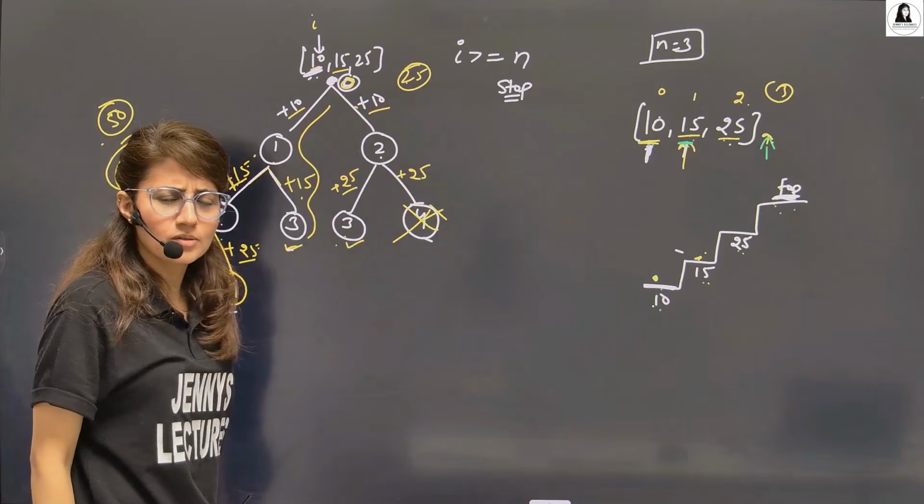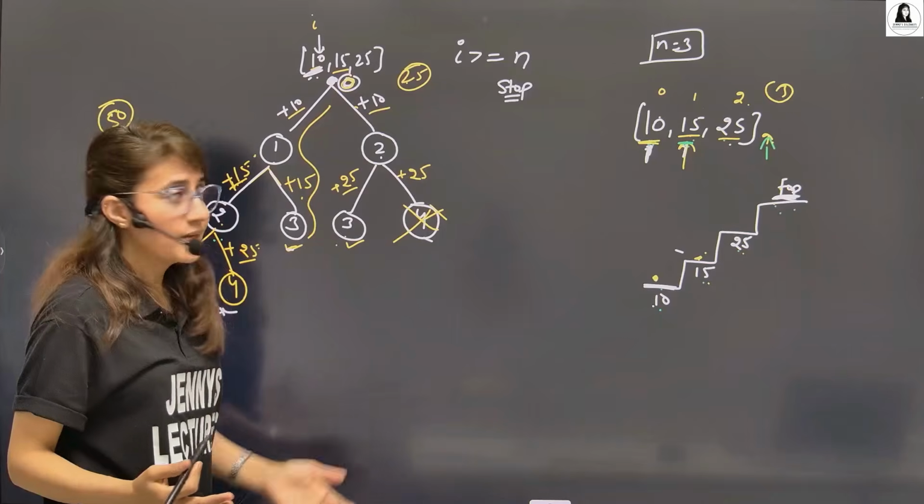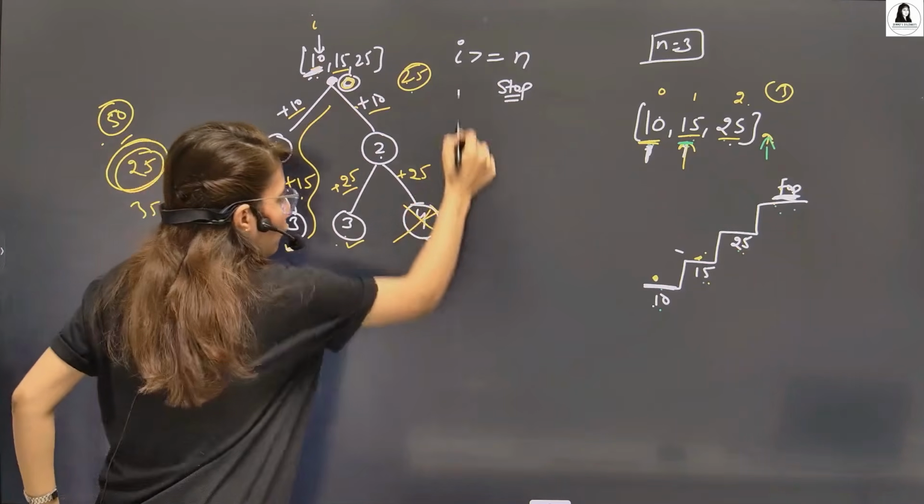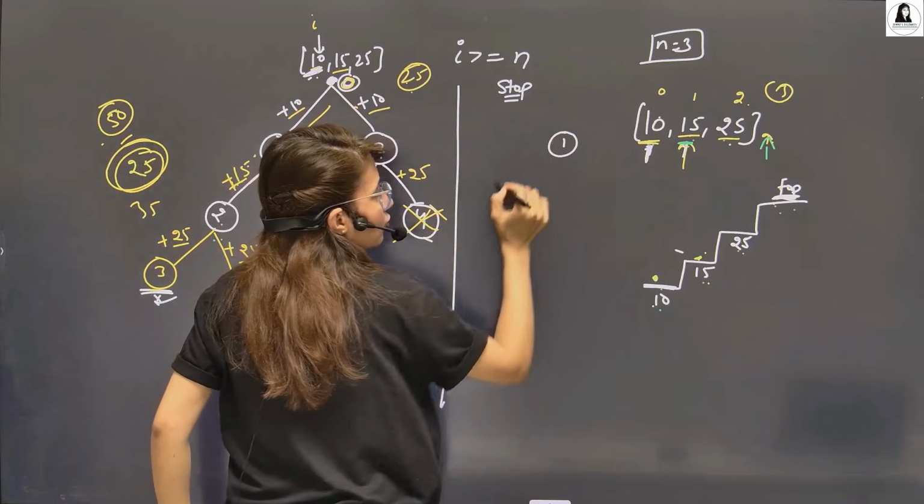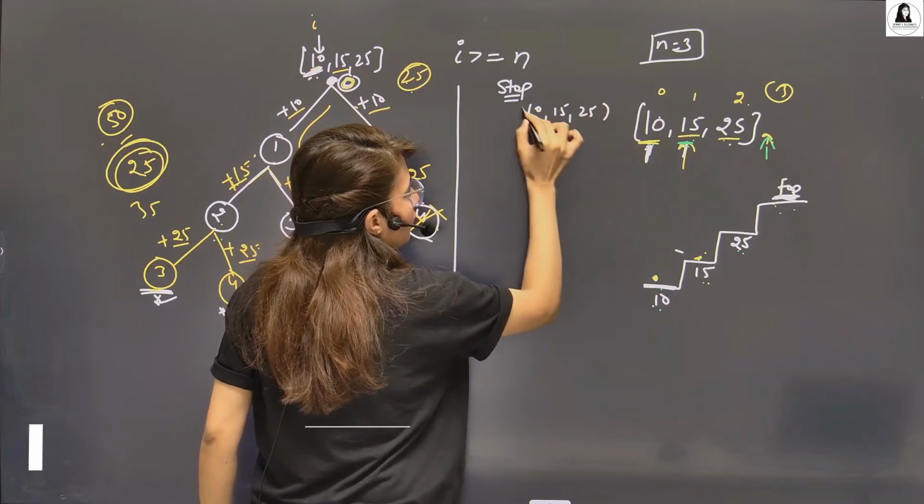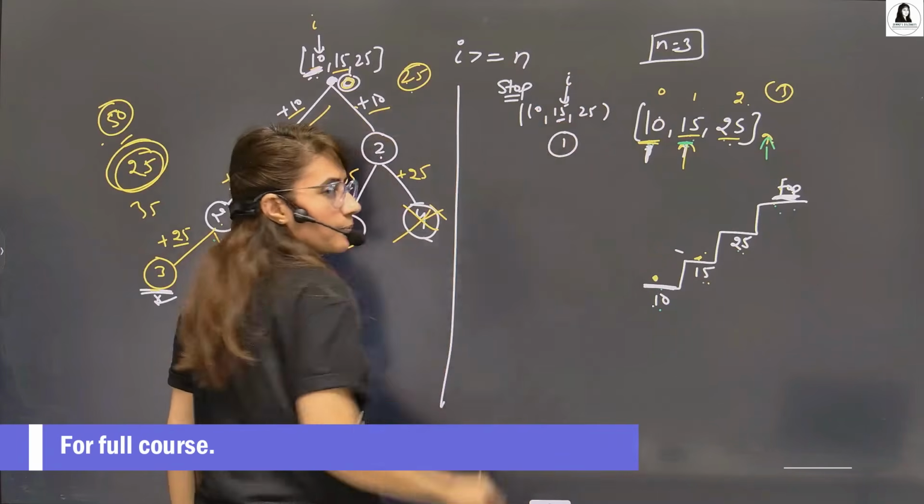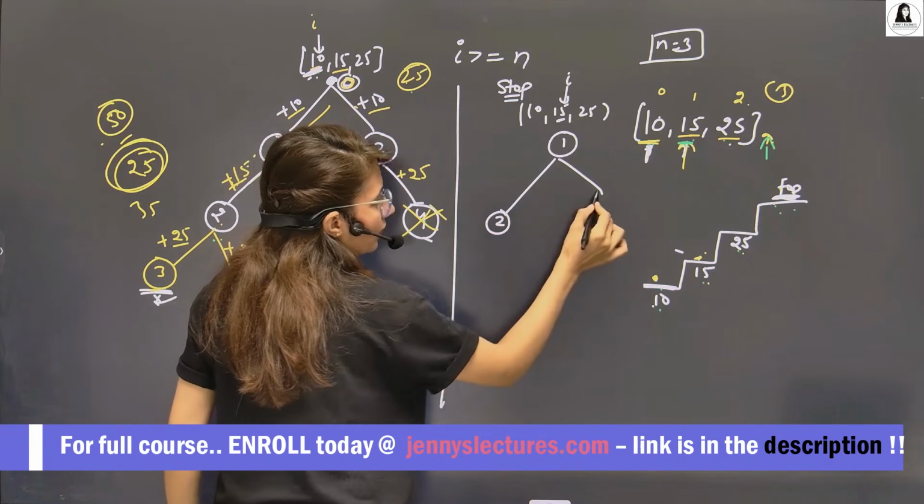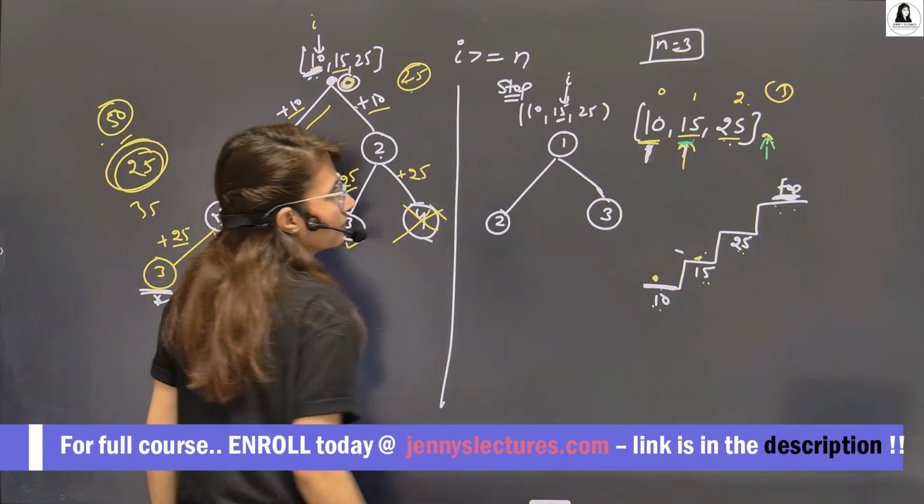But we know this is not the answer, because we are starting from the 0th index. That's why we are getting 25. You have an option: you can start from 1 as well. So let's start from the first index, from 15 and 25. My i is here. I will start from here. I can take 1 step or 2 steps. If I take 1 step, I will reach 2. If I take 2 steps, I will reach 3.